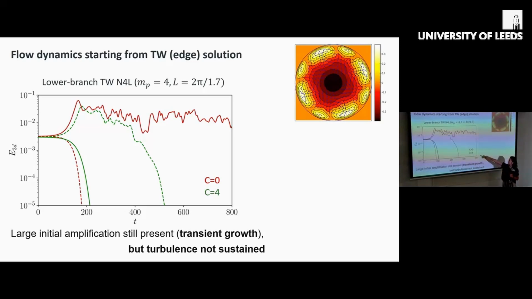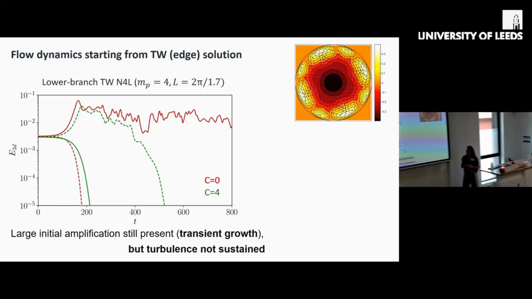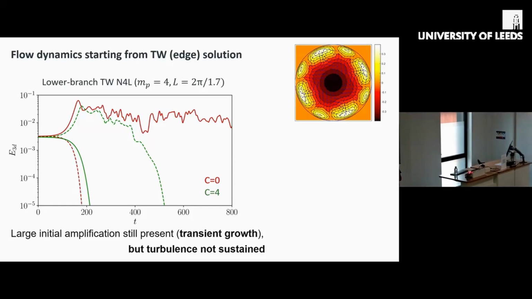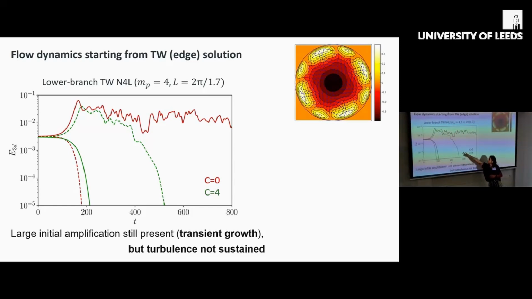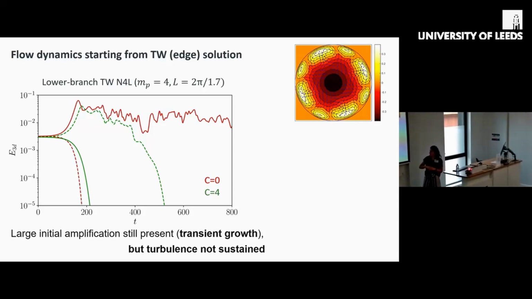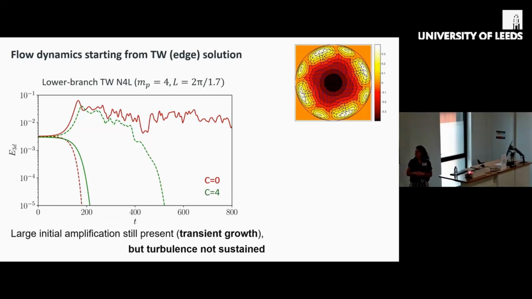But in the case of C equal 4, for example, we see that in both cases, even if I shoot up towards turbulence, turbulence is not sustained. This one decays. But we see that there is still a large initial amplification. So there is still transient growth, and it's quite similar to the unheated case. Even if turbulence is not sustained, we still have this large initial amplification.